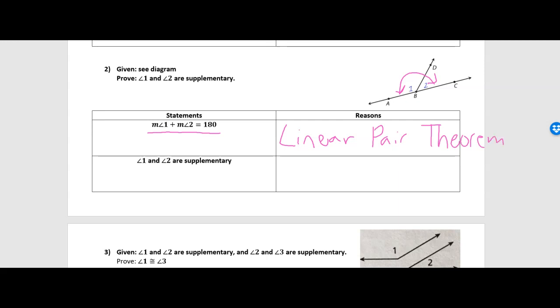Linear pair theorem says if you have two angles that are a linear pair, their measurements will sum to 180 degrees. And then I think the next reason is a little easier. If I know that those two angle measurements sum to 180, well, how do I know that they're supplementary? Well, that's just the definition of supplementary angles. Nice short two-line proof.